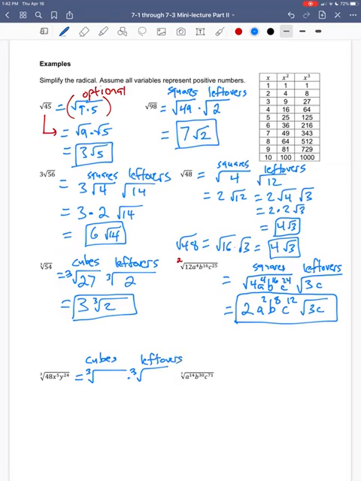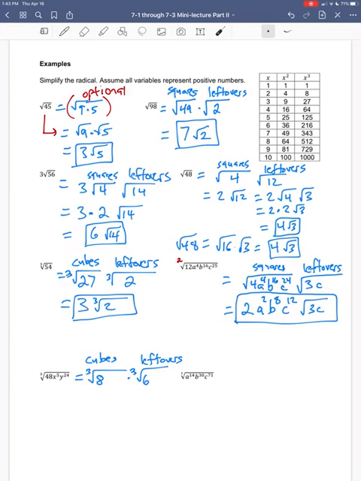All right, so 48, is that a perfect cube? No, that's not on this list. I need to find something that divides into 48. Looks like 8 will work. So 8 is a perfect cube. 8 times what is 48? Well, it would have to be 6. 8 times 6. For my variables, I'm going to have to be able to divide the exponent by this index of 3.